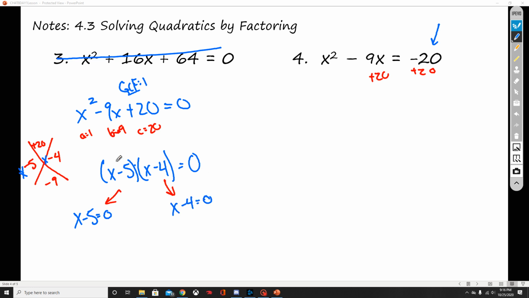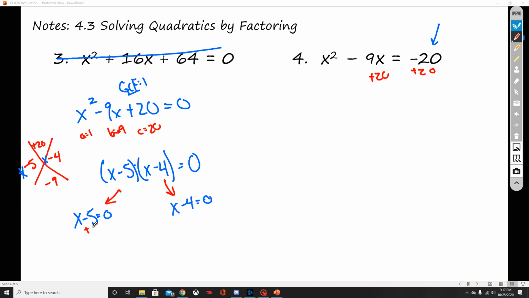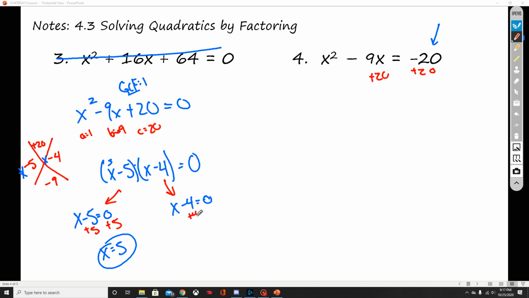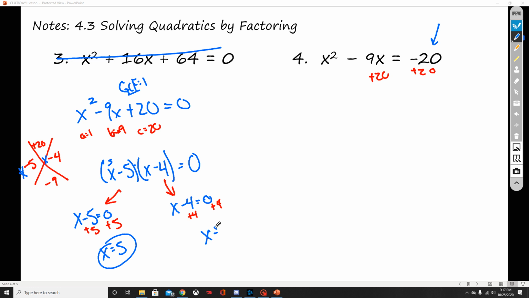Essentially, I'm asking the question, what number would make this factor 0? And what number would make this factor 0? Well, of course, 5 would make the first factor 0, because 5 minus 5 is 0. And what number would make the second factor 0? Well, 4 would make the second factor 0, because 4 minus 4 is 0. So my two solutions are 5 and 4.